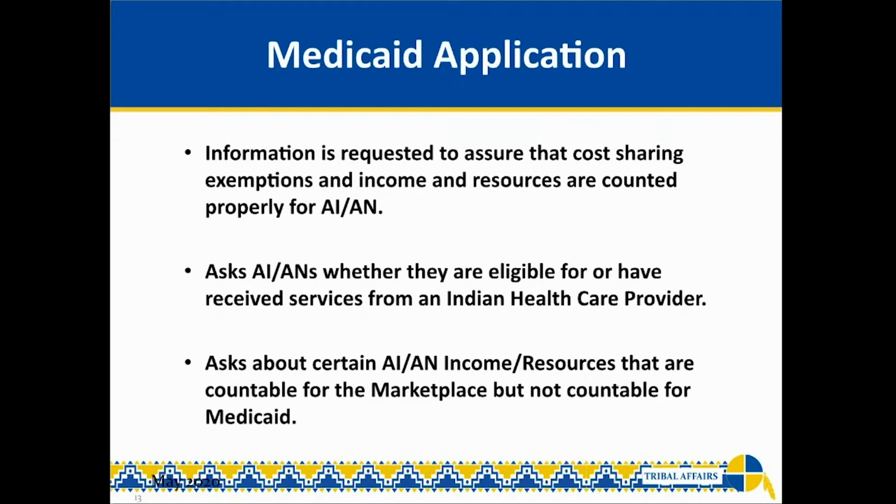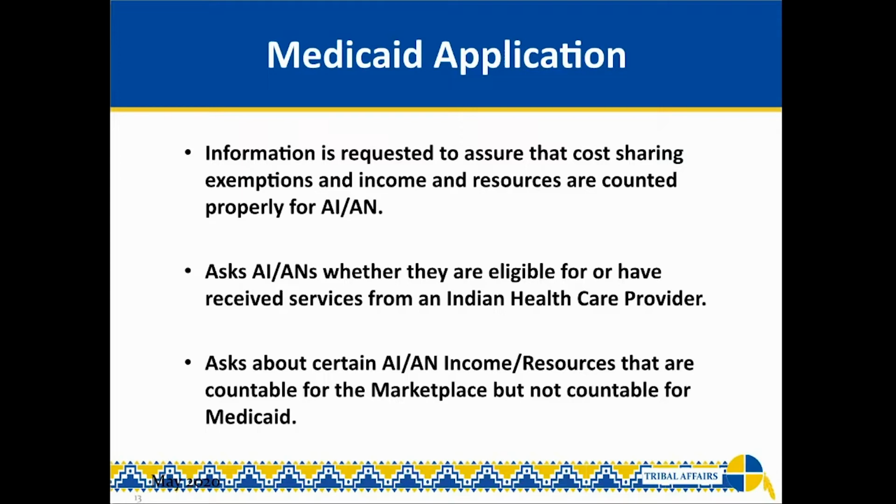The Medicaid application contains two important eligibility questions for American Indians and Alaska Natives. First, whether the individual is eligible for or has ever received services from IHS, tribal, and urban Indian providers to determine whether that person is eligible for the cost-sharing exemption. And second, about certain income an individual may receive from the tribe or tribal resources or activities in order to do a Medicaid determination. As I mentioned earlier, Medicaid excludes certain income from the application that may be counted on the marketplace.